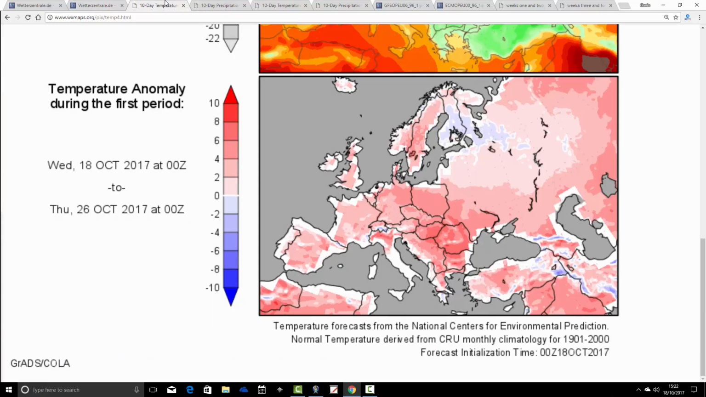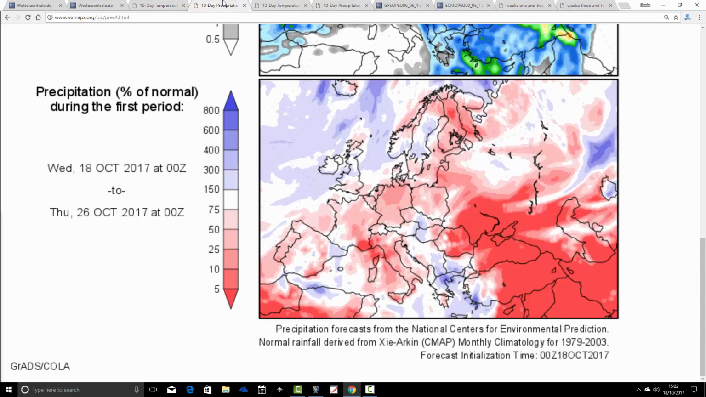Temperature anomalies are looking like this, so warmer than average across virtually the whole of Europe. Really, the British Isles is included in that. So anomalies for us around 2 degrees above average, but eastern and southern parts of Europe, southeastern Europe, coming out with temperature anomalies up to 6 to 8 degrees above average. It is a mild scene across much of the continent in the week ahead.